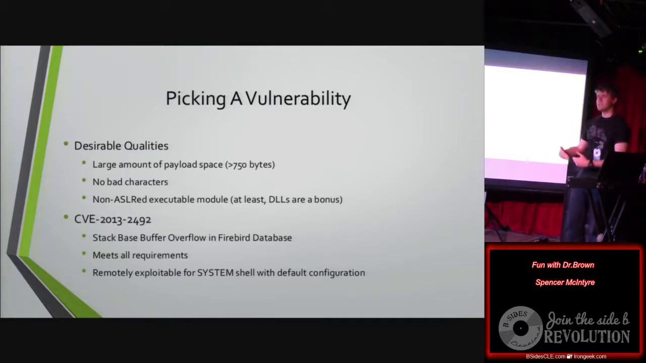We're still going to use the same technique of bypassing ASLR by picking a module that does not have a random base. The one I ended up using was CVE-2013-2492, which is probably not a very common exploit, but it is a remote stack buffer overflow in Firebird FTP server. There is a public exploit for this in the Metasploit framework, and it has all of these desirable qualities as well as being remotely exploitable for SYSTEM privileges on a default configuration of Firebird. So that is what we ended up choosing and why.